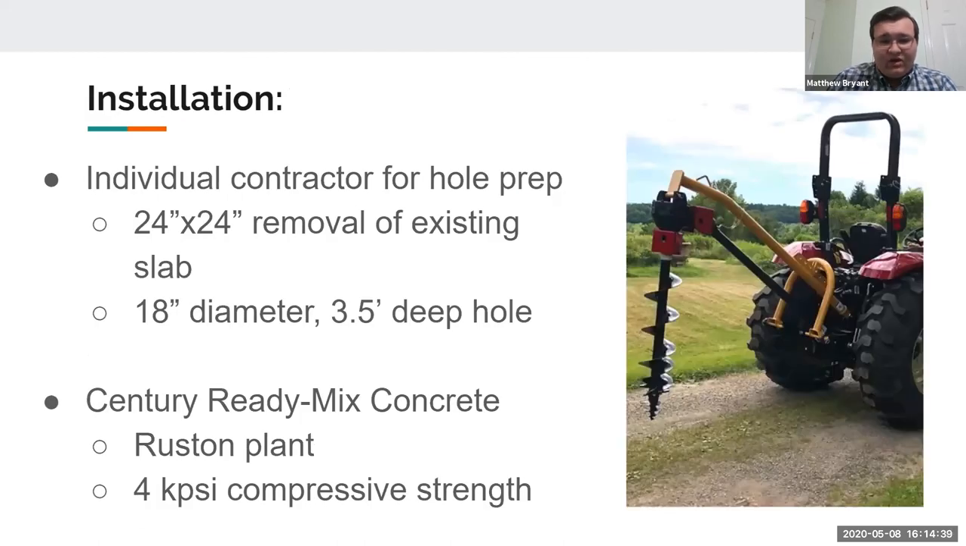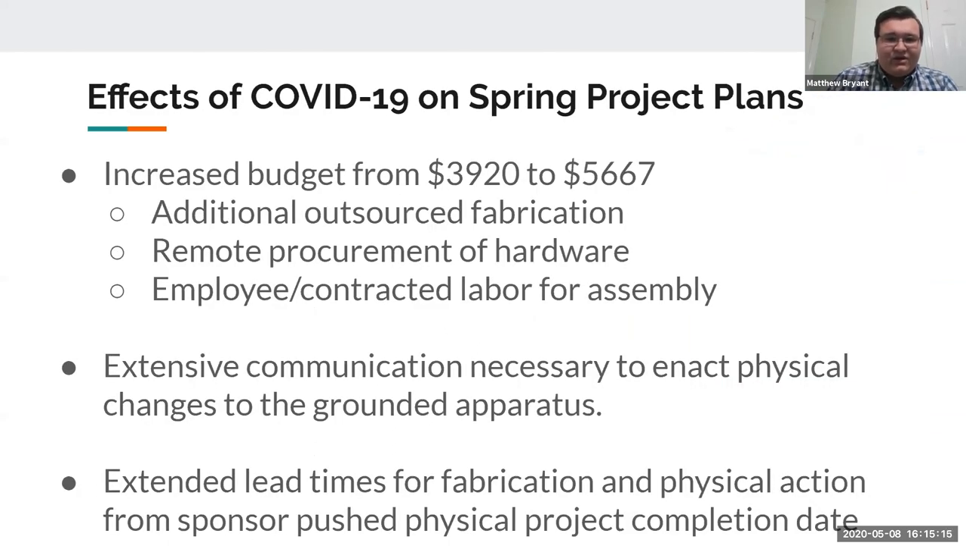To install it at Walpole, we hired an individual contractor who came out and cut a 2-foot by 2-foot hole in the slab behind Walpole's Ruston location. They then dug a 3.5-foot deep hole that was 18 inches in diameter, and we placed the I-beam inside of that and filled it in with concrete from Century Ready Mix. They had a Ruston plant, and their concrete mix definitely met all the expectations we found in our soil bearing and cracking test, so it was a good choice. And now Damon will cover some of our spring fabrication and the effects of COVID.